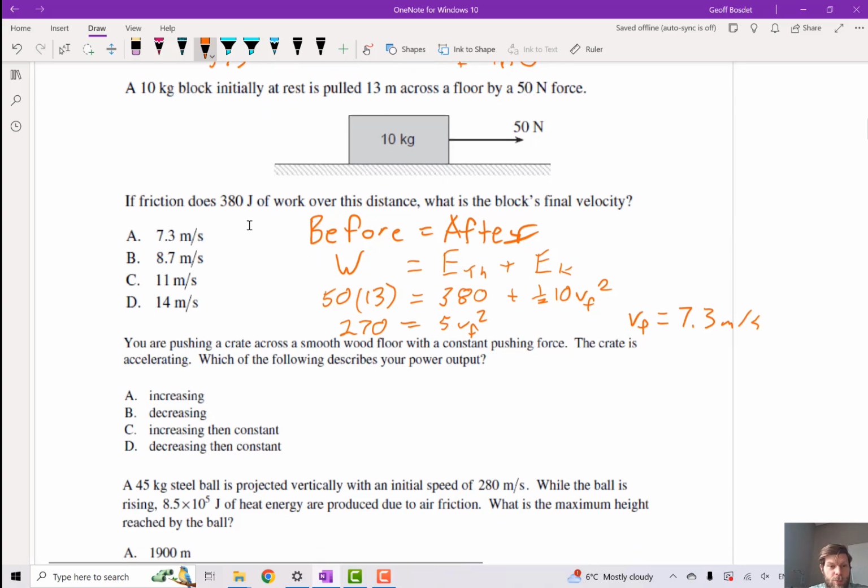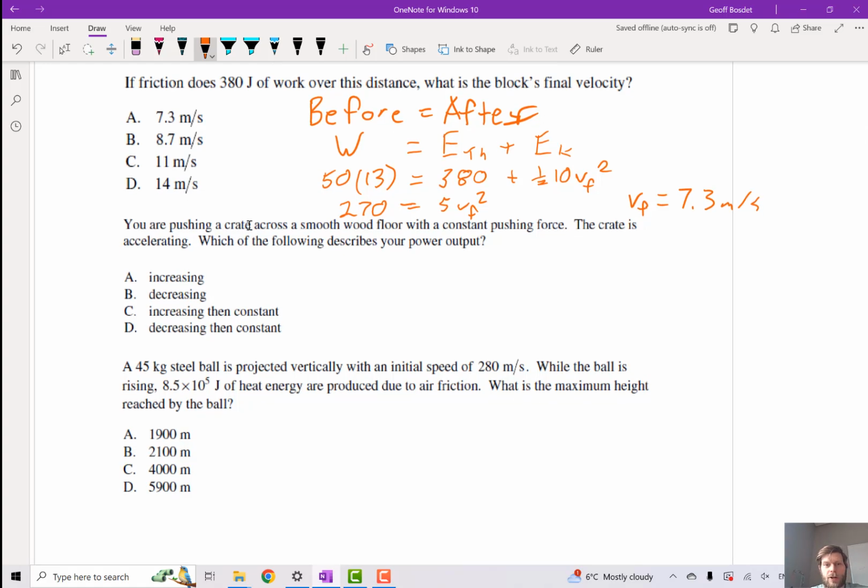Next guy. We got pushing a crate across a smooth wood floor with a constant pushing force. One of your power formulas is power is equal to the force you're exerting times your velocity. This guy, if it's accelerating, this guy is increasing.